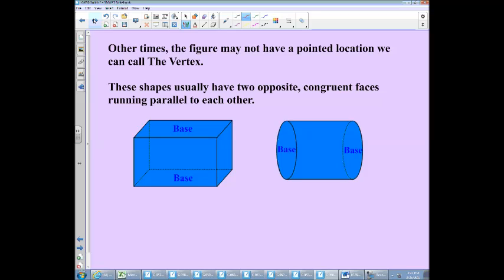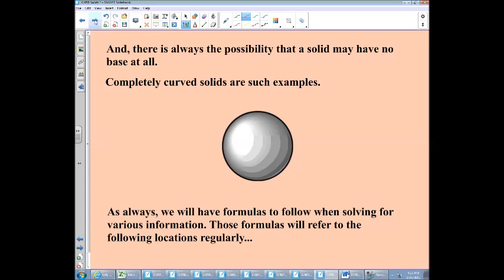But remember, the maximum number of bases you can have in a figure at a time is 2. So wherever you put the bases in a rectangular prism, all the rest of the sides are going to be lateral faces. In the pyramid, or the cylinder over on the right side, there are only 2 locations where we have parallel opposite sides that are congruent, so those must be the bases of the figure.